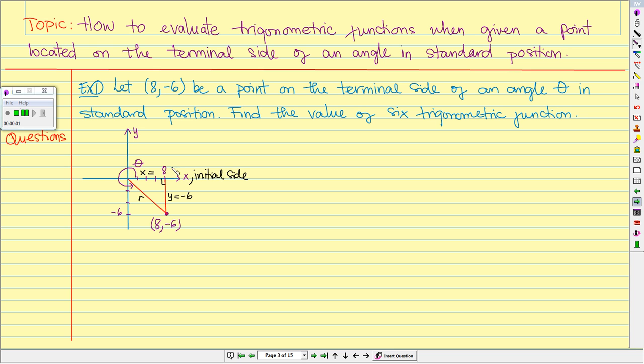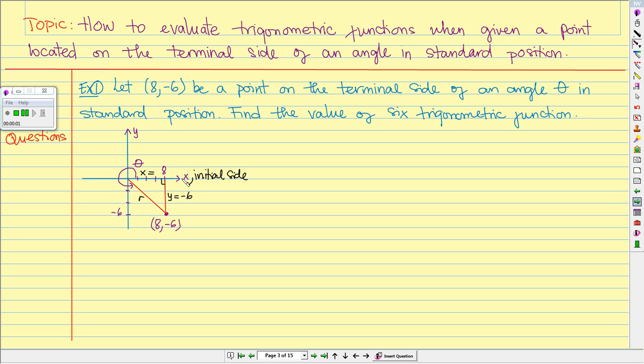In this case, we rotate counterclockwise, so this angle is about 345 degrees. And your terminal side is where the end of the rotation is. So your terminal side ends at the point (8, -6). Now the initial side always stays exactly at the same location, which is the positive side of the x-axis. So just make sure you know what we mean when we say standard position.